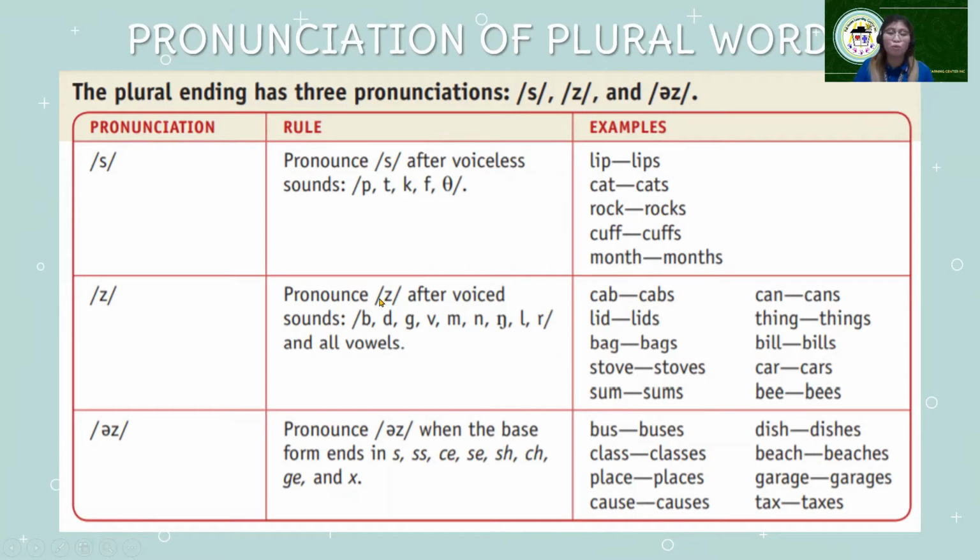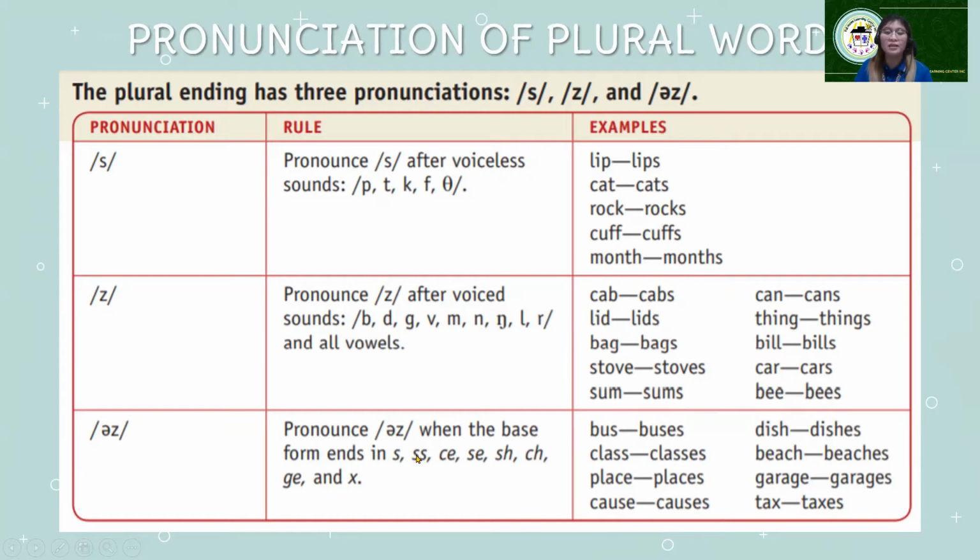However, if the word ends with letter B, D, G, V, M, N, NG, and then L, and then R, and all vowels, then the sound of this is letter Z. So such as cab to cabs, lid to lids, bag to bags, stove to stoves, sum to sums, can to cans, thing to things, bill to bills, car to cars, bee to bees. So as you can see, the sound is Z sound.